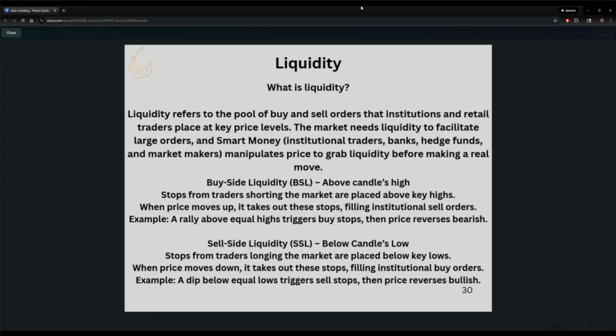Are you writing this down? I wrote down liquidity, and then number one, building liquidity, and number two, sweeping the liquidity. And I'm going to add that it sits on highs and lows.